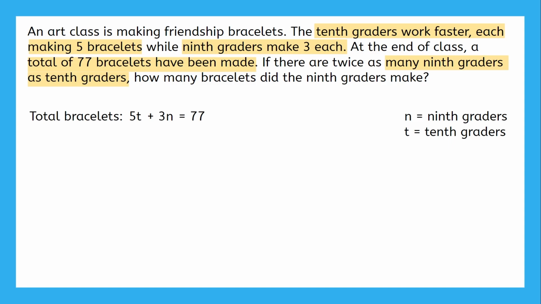The second equation is actually really obvious once you recognize it. We can compare the amounts of 9th and 10th graders. The problem states that there are twice as many 9th graders, so the number of 9th graders is twice the number of 10th graders. Now that we have the system set up, what method will we use to solve it?